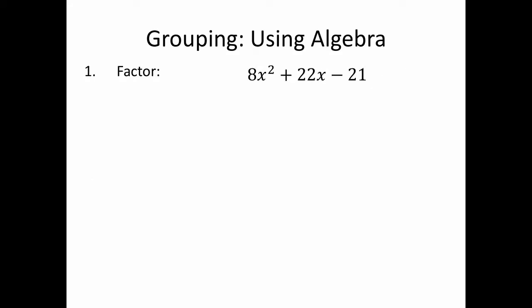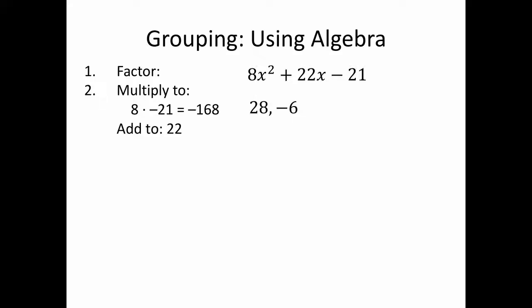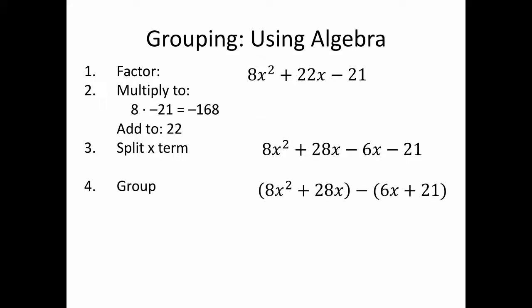Let's do another one. And yes, we've already seen how to factor this in the previous video. So we need two numbers that multiply to negative 168 and add to 22, and we know that those numbers are 28 and negative 6. So let's split the x term into 28x minus 6x, and then group the first two terms and group the second two terms.